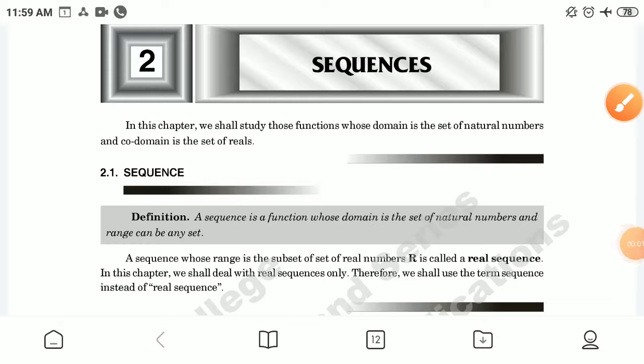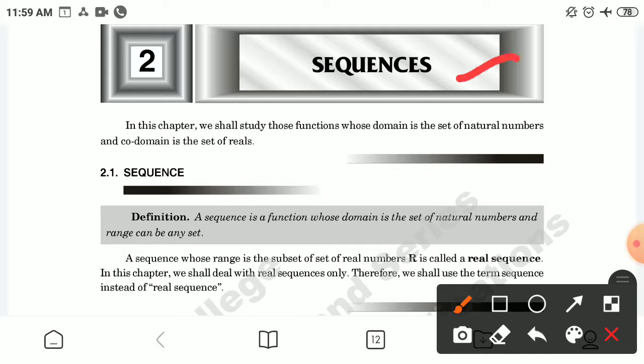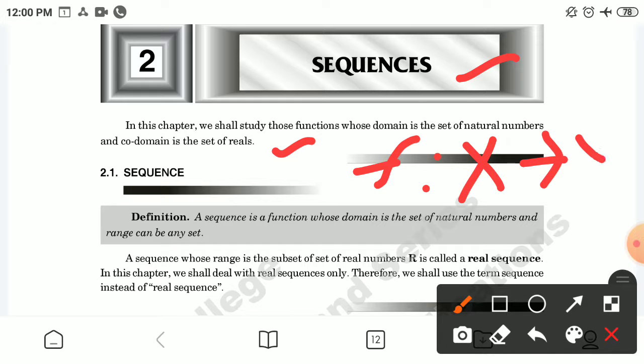Dear students, today we will start in paper sequence and series the second unit, chapter name as sequences. In this chapter we shall study those functions whose domain is the set of natural numbers and codomain is the set of reals. That is, we have function f such that from x to y.